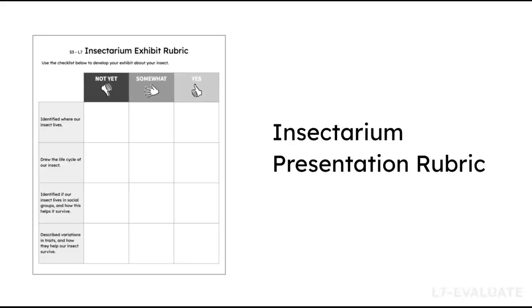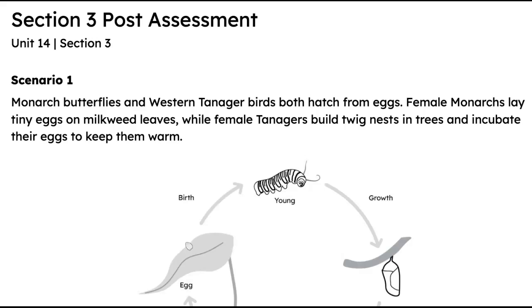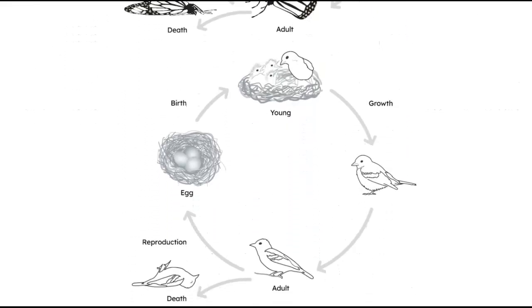For the Evaluate portion, you'll assess students according to the Insectarium presentation rubric. To support student sense-making across the unit, orient them back to the driving question board. Ask students, did we answer any of the questions on our driving question board? Are there any questions we haven't answered? Try to wrap up any final questions before the end of the unit. You'll then have students complete the Section 3 summative assessment.